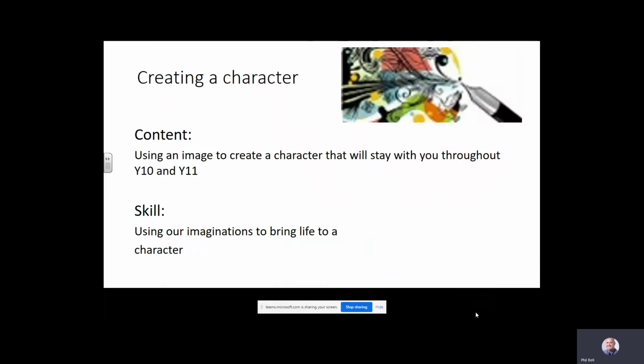And why are we doing that? We are doing that so you can create a fantastic piece of creative writing with a wonderful character. We're going to work on using an image today to create a character that's going to stay with you through year 10 and year 11. That's for the year 10 students; if you're in year 11, you're going to use it throughout year 11. But you must use the skill of using your imagination to bring this character to life. It's not going to come from nowhere. It's got to be your imagination. So let's get started, please.